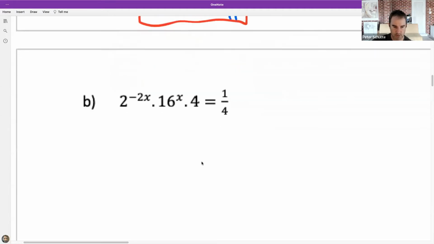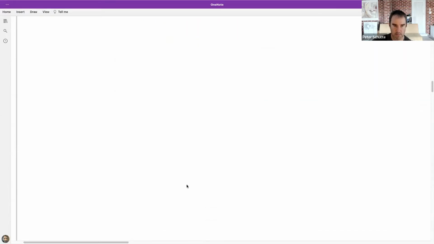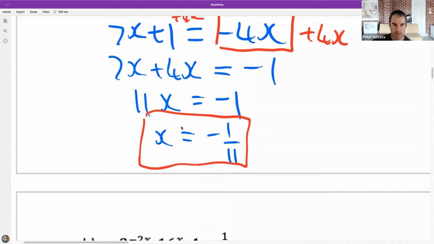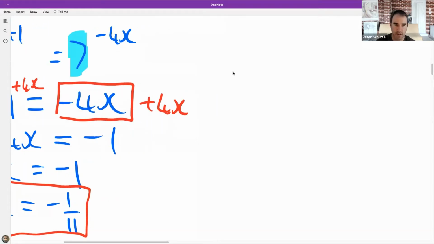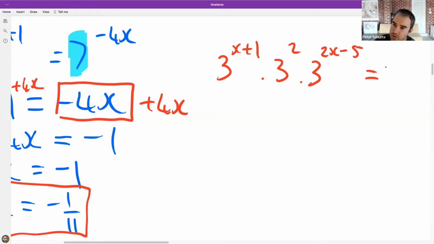In fact, let me see if I want to choose one that's a little bit... Okay, I'm going to make one up for you. This is going to be a genuine made up one. So if I said to you, 3 to the power of x plus 1, times 3 to the 2, times, let's say, 3 to the power of 2x minus 5, equals 243.